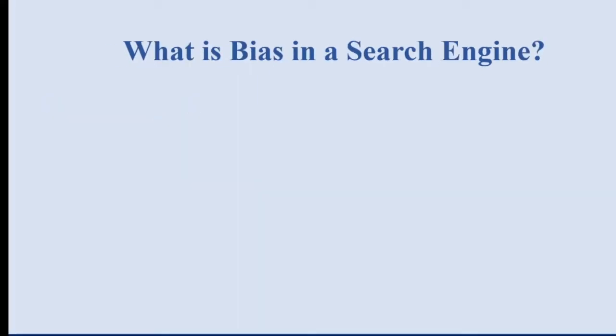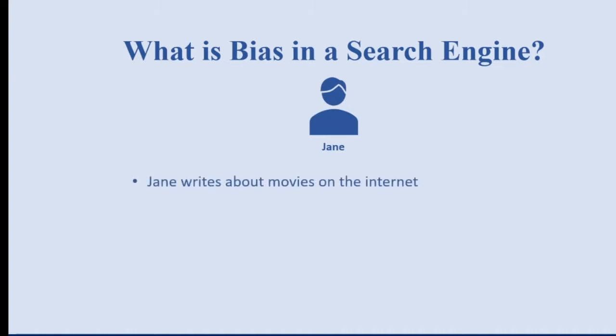So what is bias in a search engine? To illustrate this, we have an example. Let's say there is a person named Jane. Jane's job is to write about movies on the internet. Jane writes about a large variety of movies of all genres, but Jane's favorite genre of movie is action. Whenever Jane writes about action movies, Jane describes them with positive words like exciting, fun, and enjoyable.